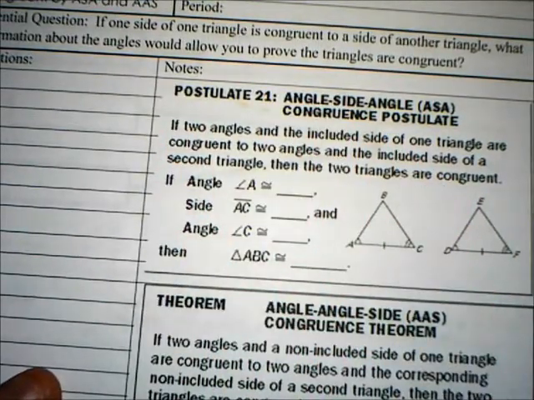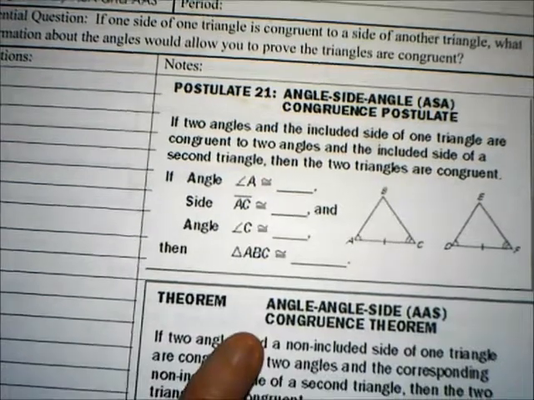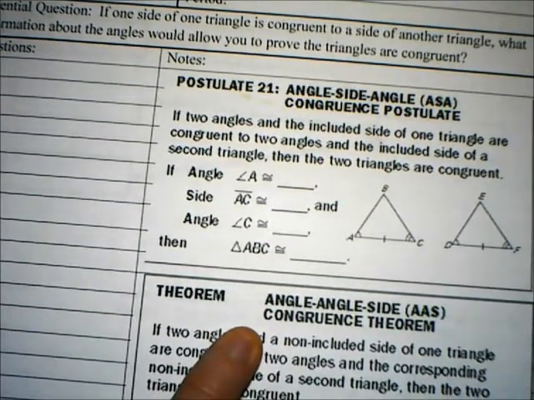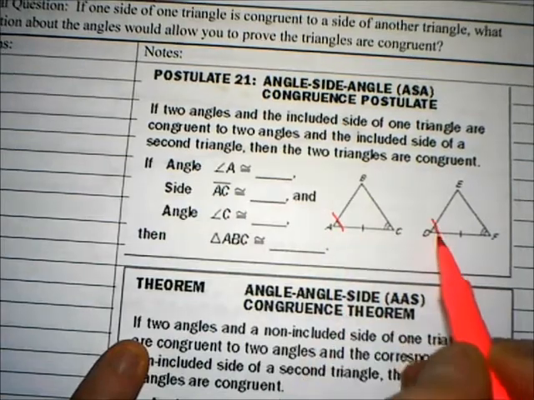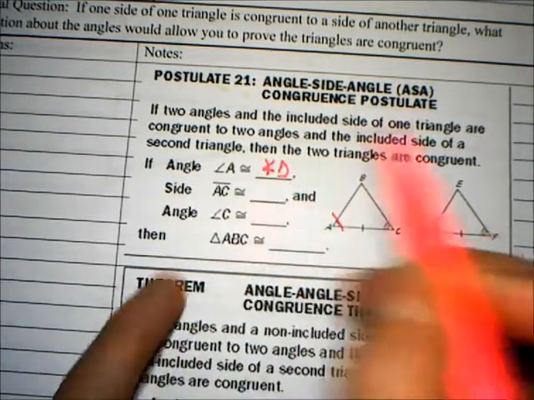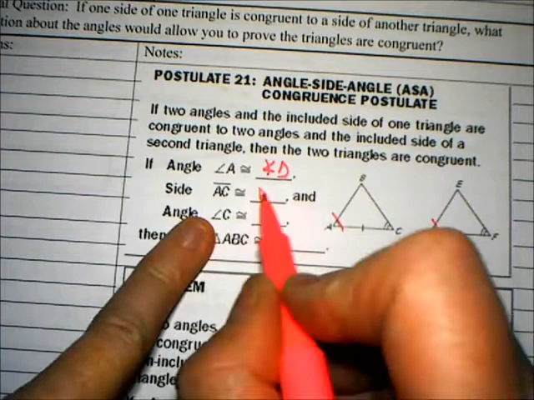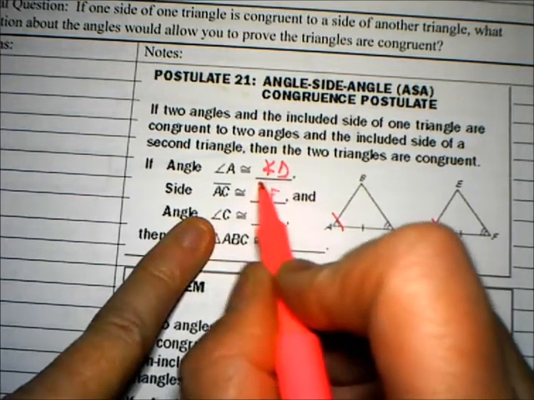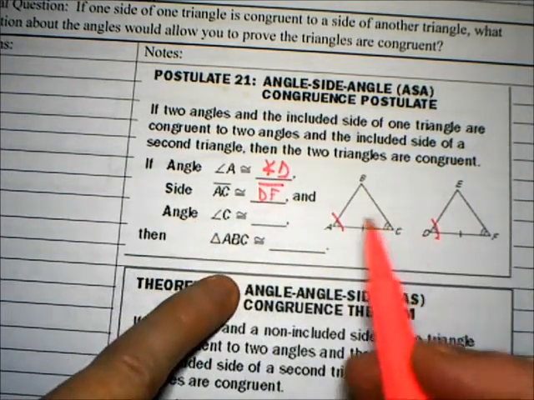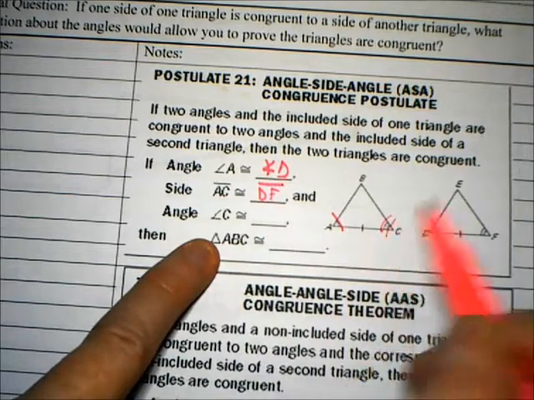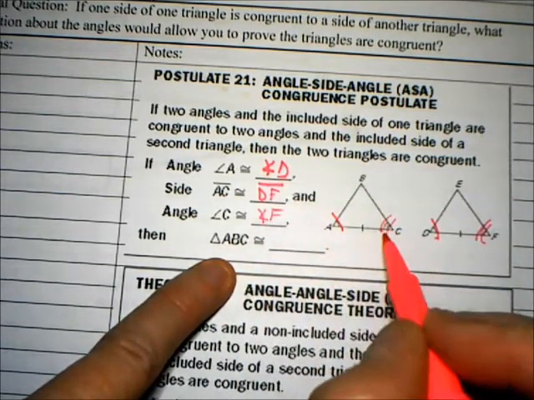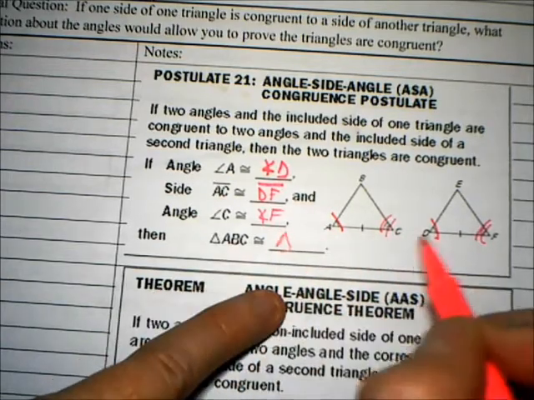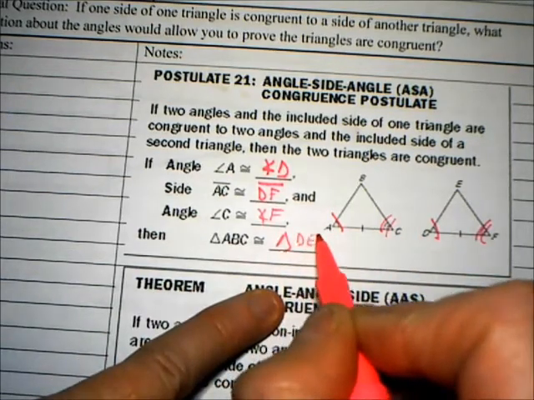Here's your postulate that needs to go into your foldable, which I'll show you in class because I don't have it with me right now. It says angle A would be congruent to its corresponding angle, which would be angle D. AC here would be DF. And then angle C is the double arcs, which would correspond to angle F on the other side, which makes triangle ABC congruent to triangle DEF.